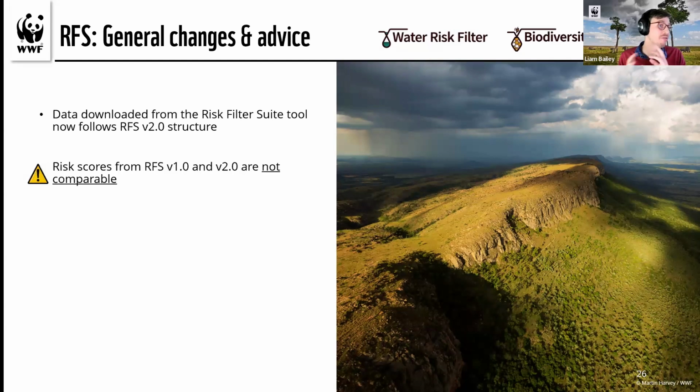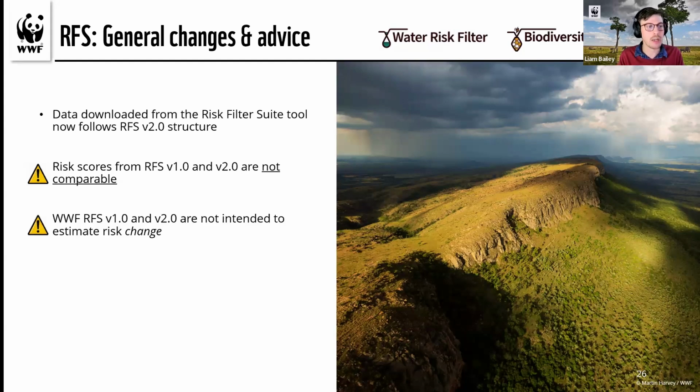It's important to point out that we have made a number of changes, as you've seen, to the data sets underlying the tools, and we are not intending for this new version of the Risk Filter Suite to be comparable to the scores that you might have got before. This is intended to be an update to make the risks more robust, reliable, and expansive in the future. It's not intended as a comparison to previous scores. And just to emphasize that point, it means that you shouldn't be using scores you might have had before and scores that you might get now as an estimate of risk change. It's not intended for that purpose.